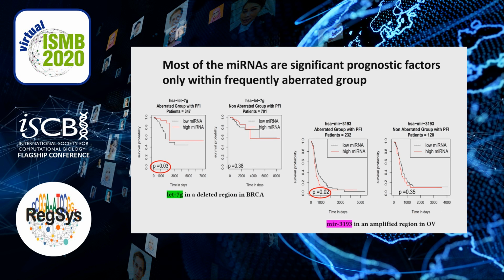We also checked the association of our selected microRNAs and genes with the survival of cancer patients. These figures are showing the adjusted Kaplan-Meier plots for two selected microRNAs within frequently aberrated group and non-aberrated group. These microRNAs are significant prognostic factors only within frequently aberrated group. We can see the significant log-rank test p-value only within aberrated group.